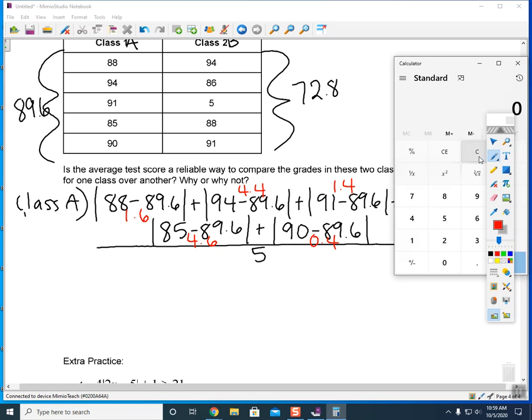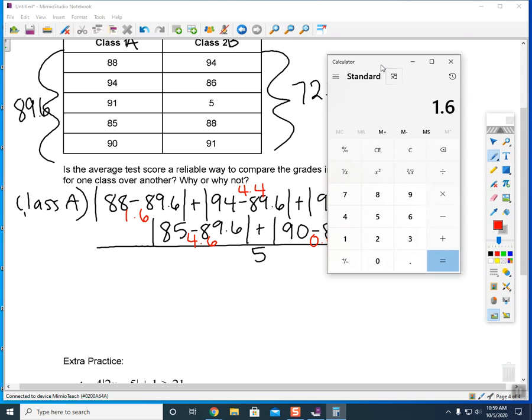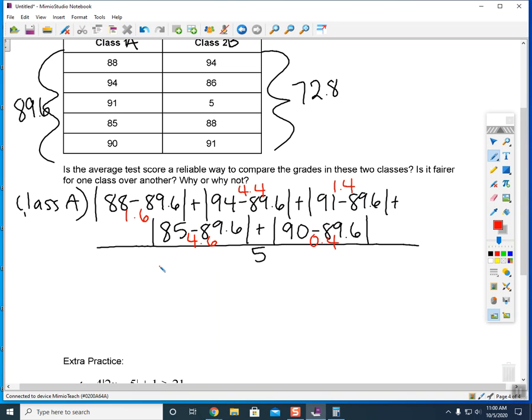So then when I go through and add these up, hit clear, got 1.6, oh, I gotta move over here, plus 4.4 plus 1.4 plus 4.6 plus 0.4, and divide that by 5, gives me an absolute deviation of 2.48. So I'm going to write that up here. 2.48.